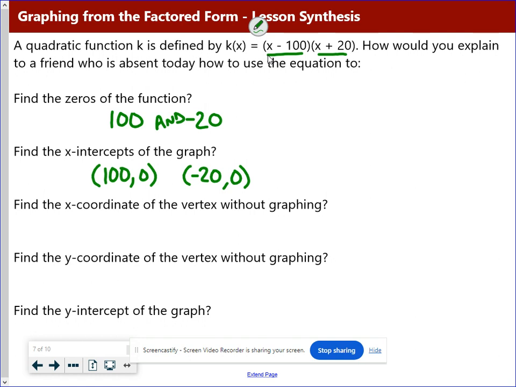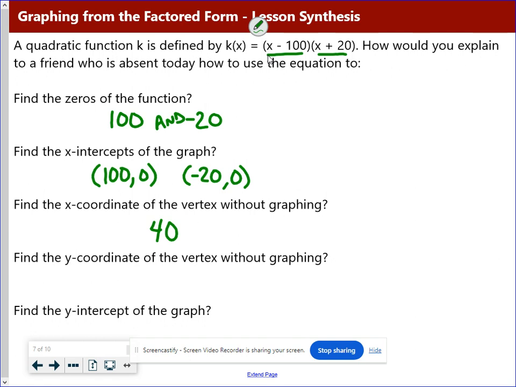Then to find the x-coordinate of the vertex without graphing, that means don't go to Desmos, don't try to find it that way, just use this information. I want to know what's exactly halfway in between 100 and negative 20. Well, 100 plus negative 20 would be 80, and half of 80, or 80 divided by 2, would be 40, right? That's what the x-coordinate would be. That's what the x part of the vertex would be.